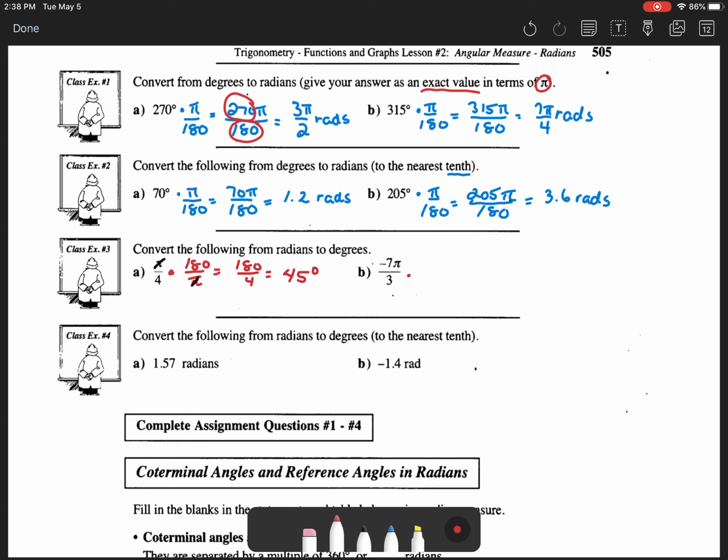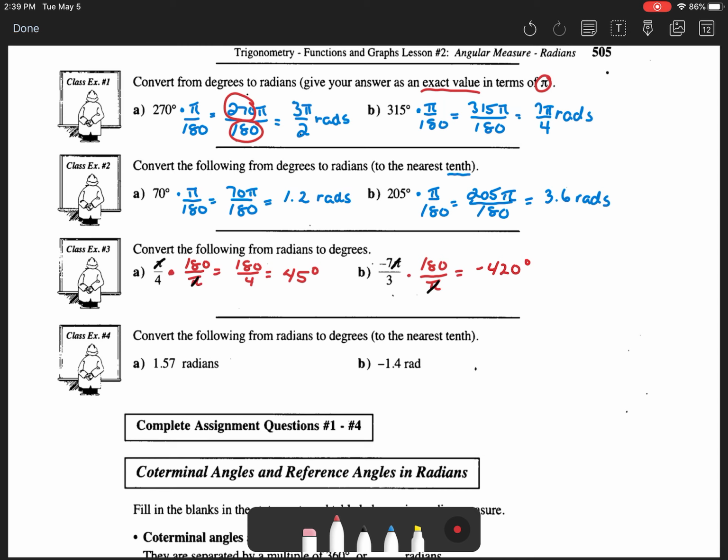Okay. B, very similar. I'm going to multiply by my conversion factor, which is 180 over pi. Again, those values of pi will cancel out, leaving you with -7 times 180, and then I'm going to divide by 3. So -7 times 180 divided by 3 is -420 degrees. And again, I have to put that degree symbol in there. If I do not, then it indicates that I'm measuring in radians.